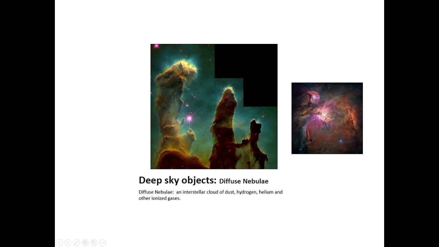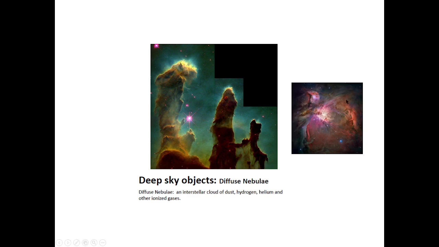So the next objects we want to talk about are the diffuse nebulae, emission nebulae. Usually it's an interstellar cloud of gas and dust, hydrogen, and some helium. And there are some other ionized gases as well. But this is the material that our solar system was once formed out of. These are where stars are actively being born right now.